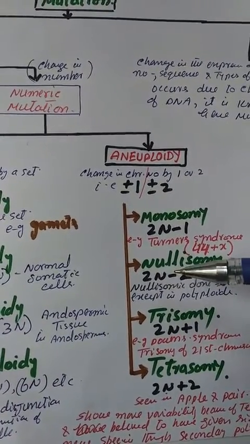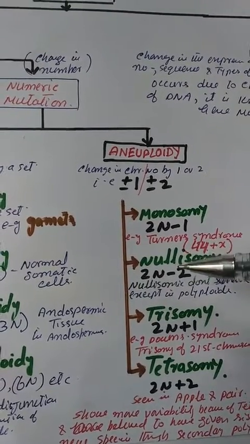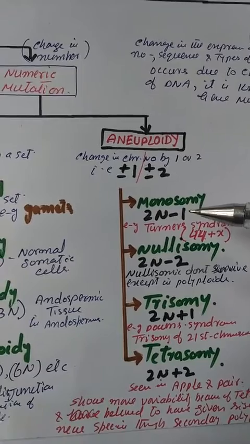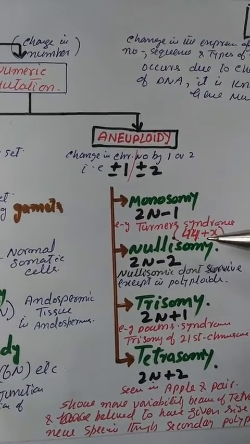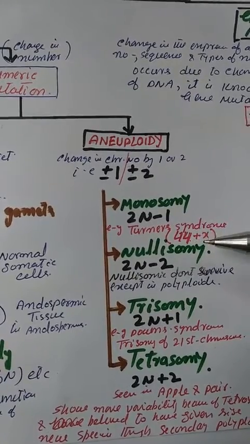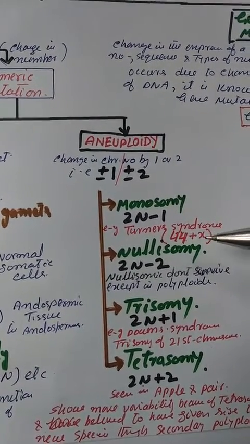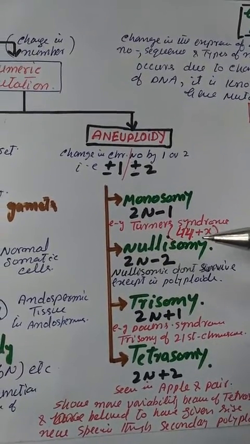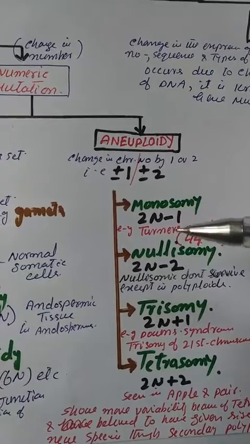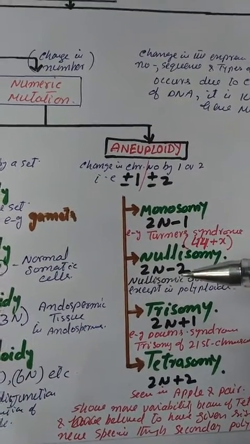Monosomics are generally weaker than the normal form. Turner syndrome is an example of monosomy. Turner syndrome is the monosomy in case of sex chromosomes, where the condition can be represented as 44 plus X. We see the Y chromosome or another X chromosome is missing here. This is Turner's syndrome and represents the monosomy. Now the second type is nullisomy.